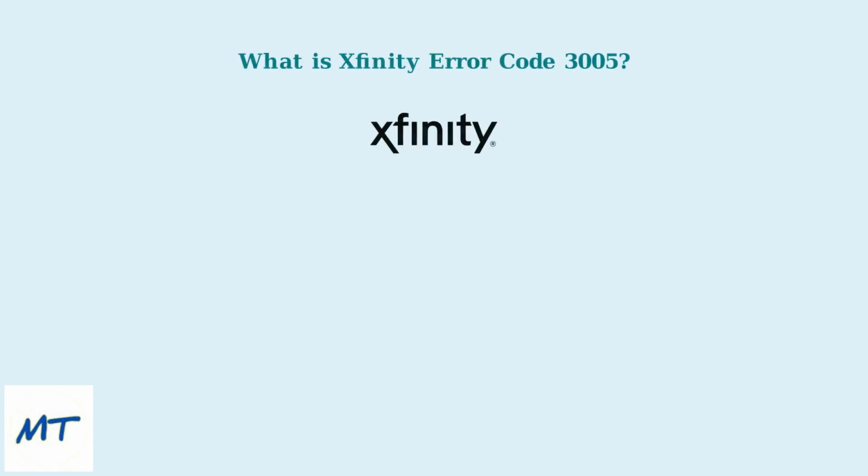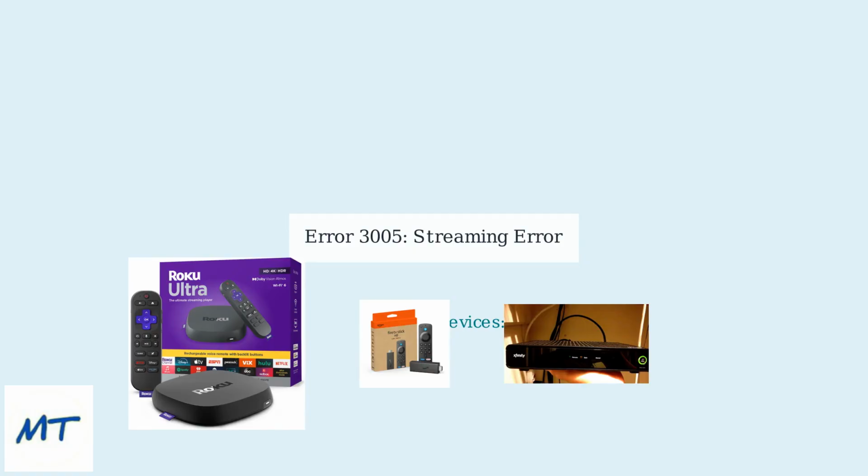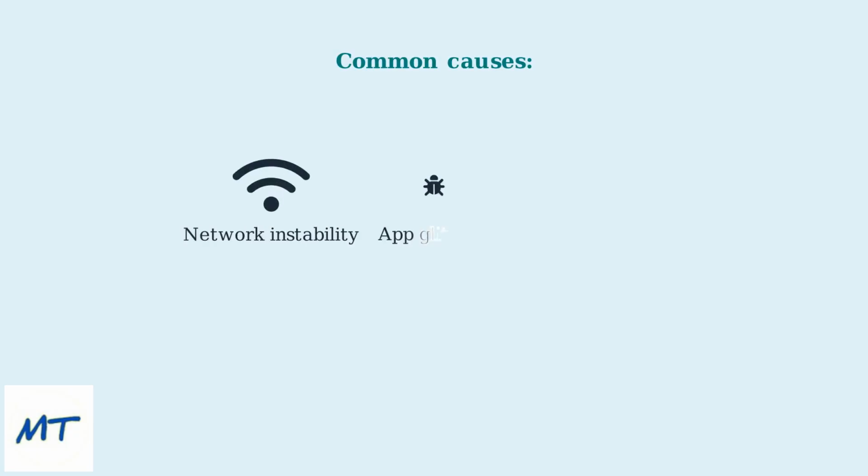Error code 3005 is a common streaming error on Xfinity, indicating a disruption between Xfinity's servers and your device. It typically appears as error 3005, streaming error, and interrupts video playback on devices like Roku, Fire TV, or Xfinity's own boxes. It's often caused by network instability, app glitches, or DNS issues.